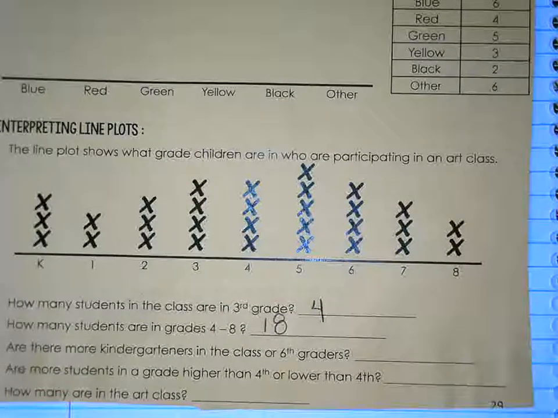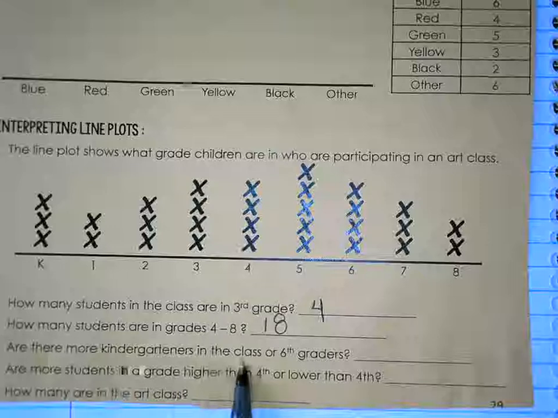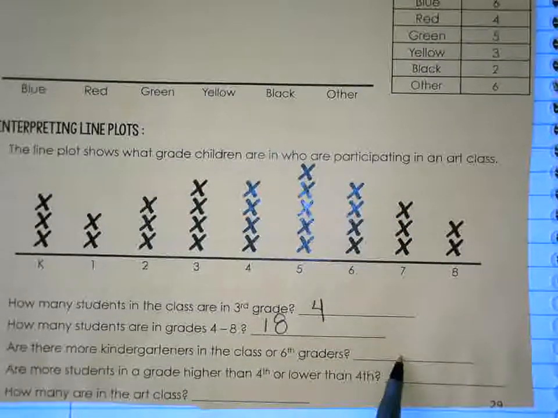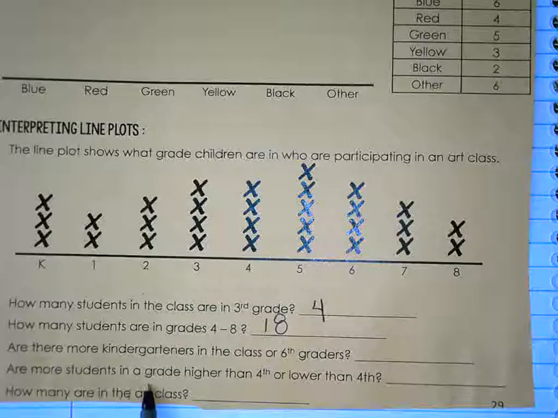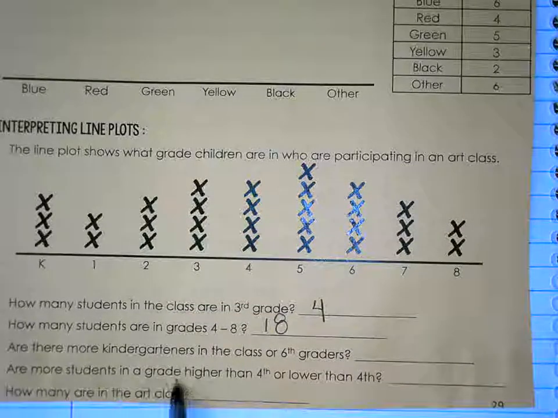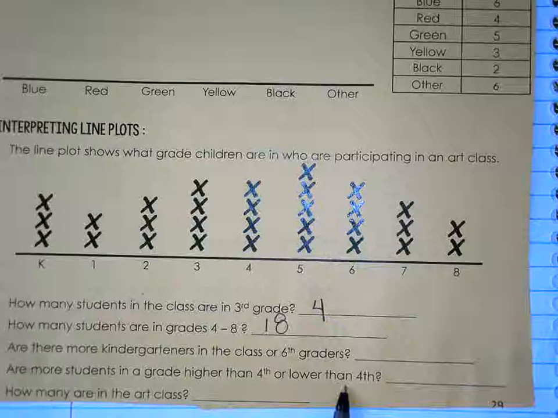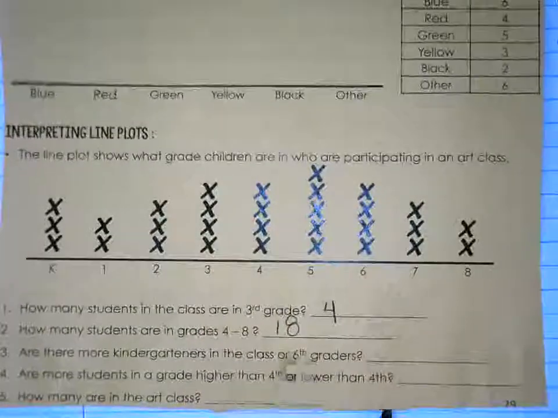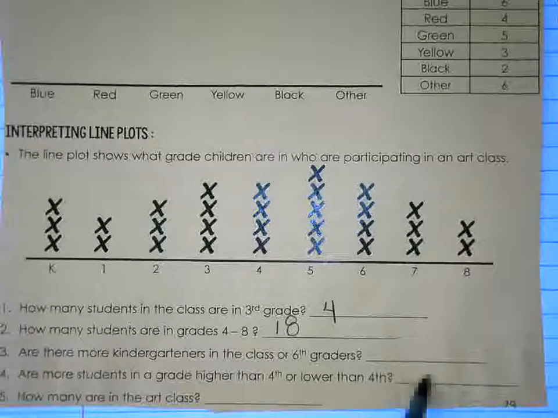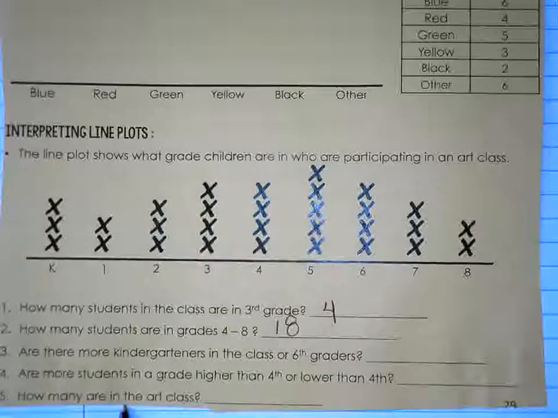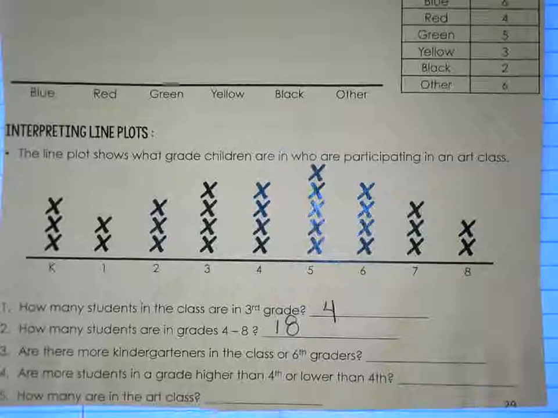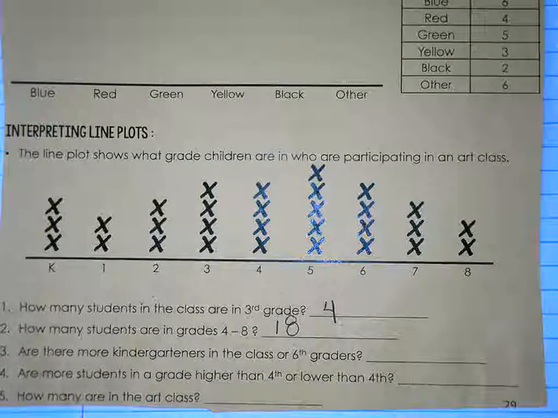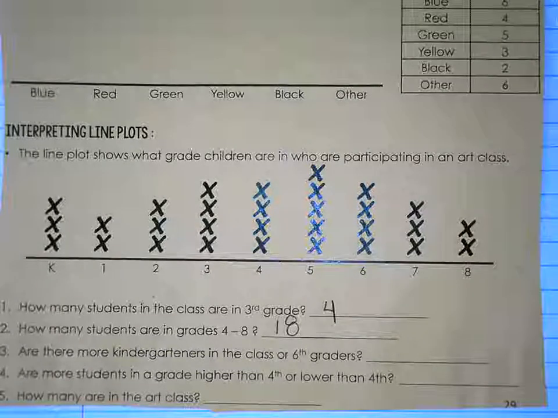Then these questions, guys, I'm going to have you answer them on your own, because I think you can do it. It says, are there more kindergartners in the class or 6th graders? Tell me right here. Number 4 says, are more students in a higher grade than 4th or in a lower grade than 4th? Well, we just did higher, lower, so you need to tell me higher or lower. And then how many are in art class? Tell me that number. So that is our notes for the day, guys.